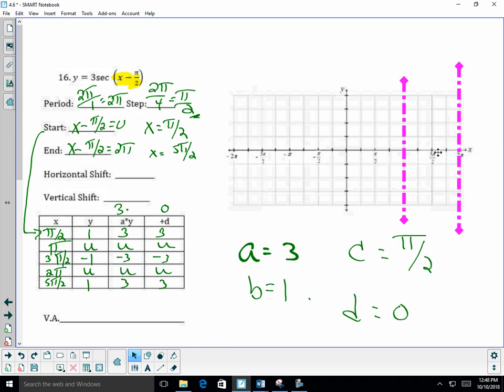So I see when I count lines, and I like counting lines, there's 1, 2, 3, 4 in between, 1, 2, 3, 4. I'm going to have one at 0.